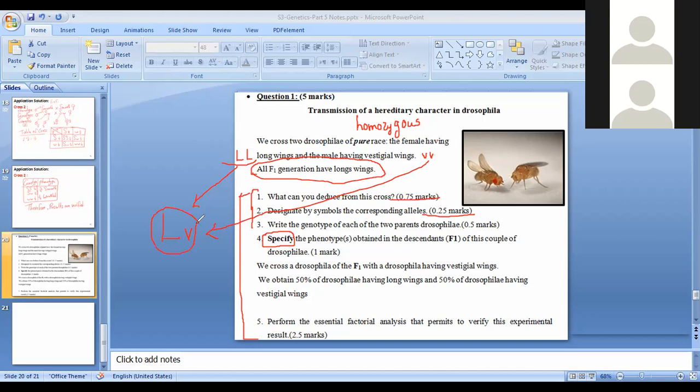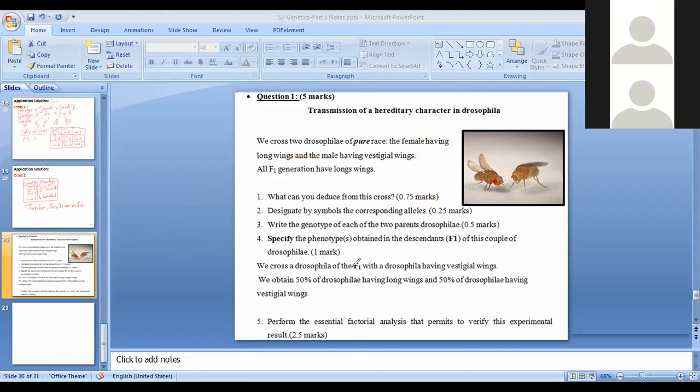So you have to say the parents are pure, so they should get L from the long wings and they should get V from the vestigial. So the genotype of the F1 should be LV, and they are 100% long. Because a Drosophila of the F1 shows what genotype, we already determined this. It's LV, crossed with the Drosophila having vestigial wings.